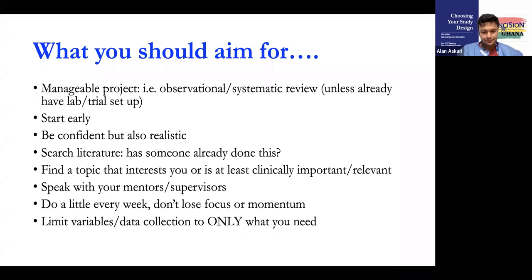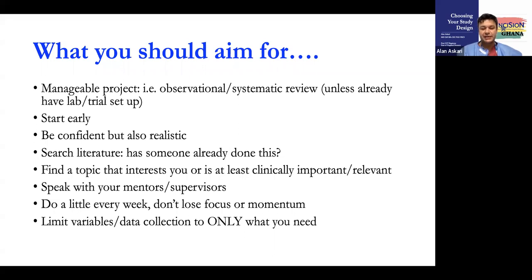Do a little every week, like anything else. Do a bit every week or every other week. It's impossible to do a bit every day because we all have lives outside of medicine. We have on calls, clinical commitments. We've got to learn how to operate, treat patients, etc. So it's not realistic to think you're going to do a bit every day, but certainly you can do a bit every week, even if it's just 1 hour. Keep that momentum going. Don't run out of steam.